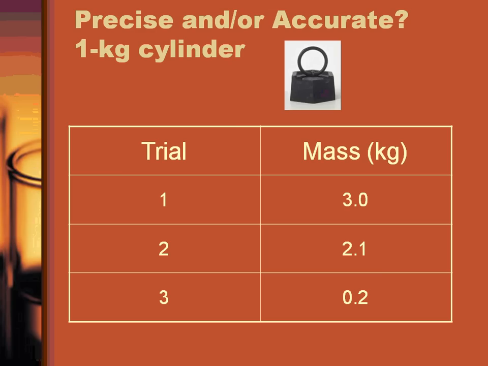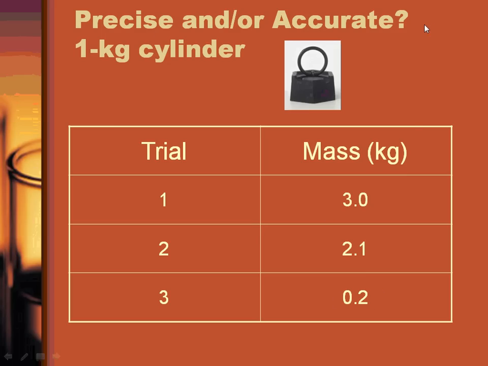Okay, so we're going to look at some data. We have a weight that we know for sure is 1 kilogram, but I wanted you guys to measure it out. So we look at this. Trial 1, it was 3 kilograms. Trial 2 was 2.1 kilograms. Trial 3 was 0.2. All right, is this precise and or accurate?